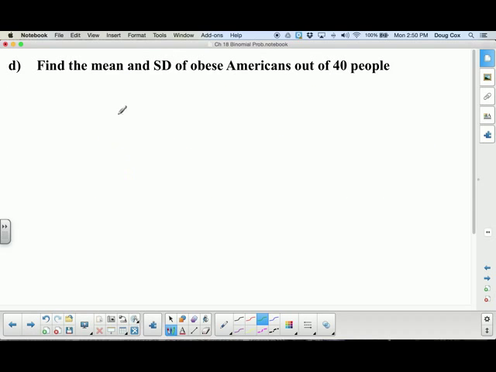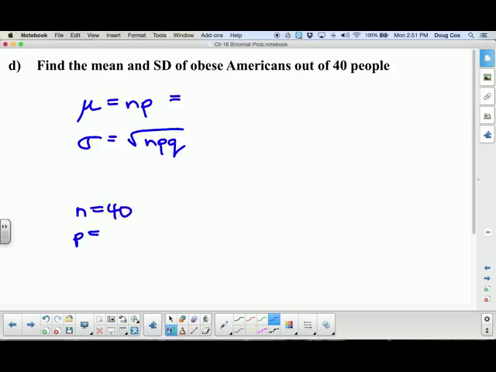Alrighty, so here is the final problem. What about mean and standard deviation? So when you're dealing with binomial probability, the formulas would be, the mean would be n times p, and the standard deviation would be the square root of npq. So in this case here, we're talking about 40 people, so n is 40, and the chance of being obese is 0.35, and the chance of not being obese would be 0.65. So it'd be a really simple calculation here. You take 40 people times 0.35, and when you do that, you would wind up with 14. So that would be the average that we would expect out of 40 being obese.